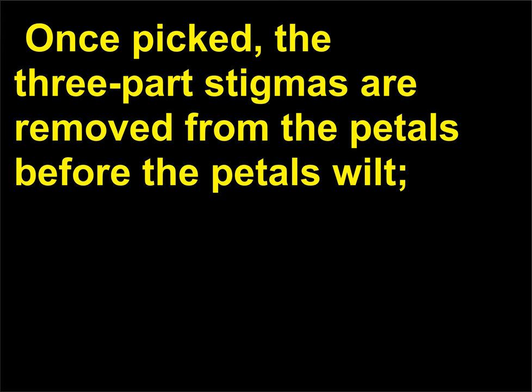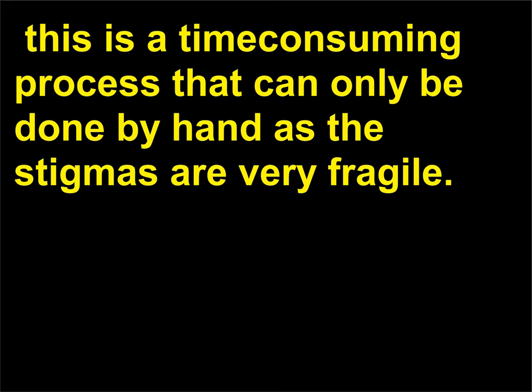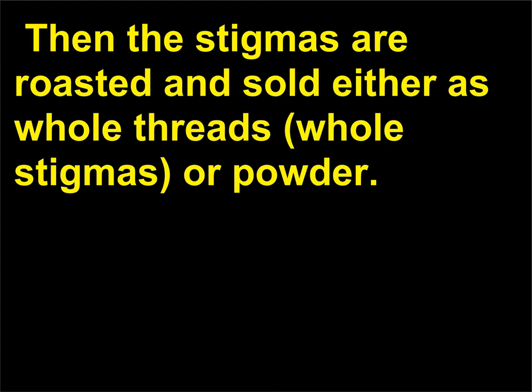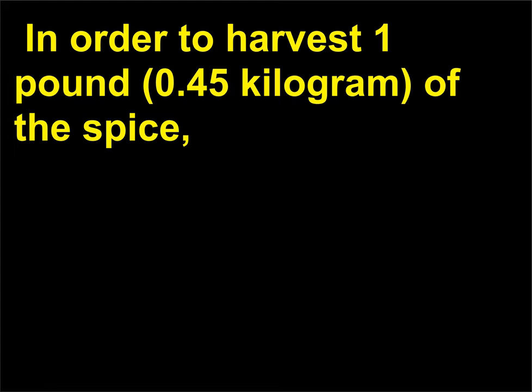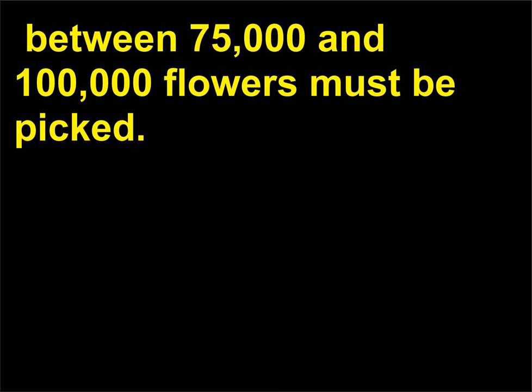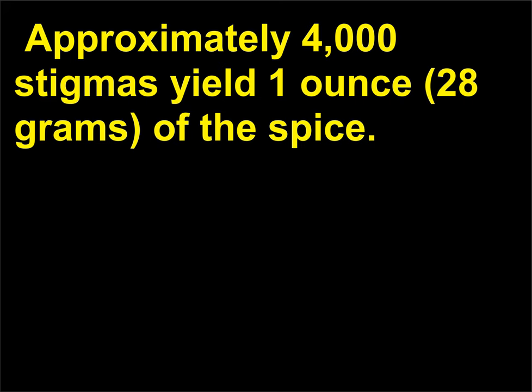Once picked, the three-part stigmas are removed from the petals before the petals wilt. This is a time-consuming process that can only be done by hand as the stigmas are very fragile. Then the stigmas are roasted and sold either as whole threads, whole stigmas, or powder. In order to harvest 1 pound, 0.45 kilogram, of the spice, between 75,000 and 100,000 flowers must be picked. Approximately 4,000 stigmas yield 1 ounce, 28 grams, of the spice.